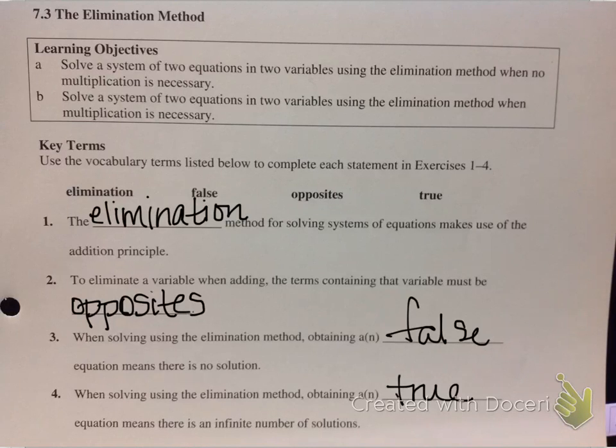Now we're going to look at solving systems using the elimination method. The elimination method for solving systems of equations makes use of the addition principle. To eliminate a variable when adding, the terms containing that variable must be opposites. When solving using the elimination method, obtaining a false equation means there's no solution. Obtaining a true equation means there is an infinite number of solutions.